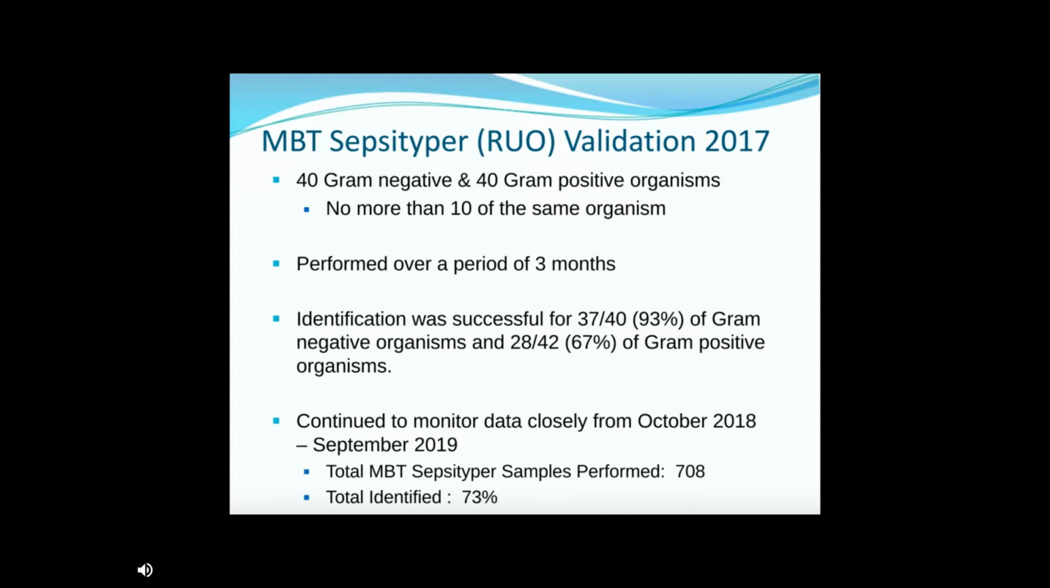This was performed over a period of 3 months, and we were able to identify 93% of the gram-negative organisms and 67% of the gram-positive organisms. And Bruker had stated that the identification system should work at least 70% of the time, which we did prove, although this was a little under for our gram-positives. But what we did is we continued to monitor it over the year, and of the 708 samples that we tested, we did have a 73% identification rate, so it did perform up to their expectations.